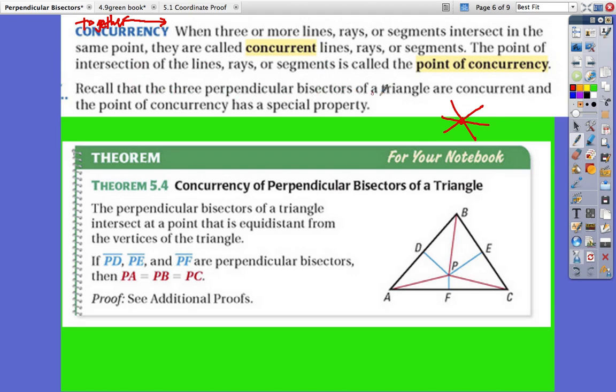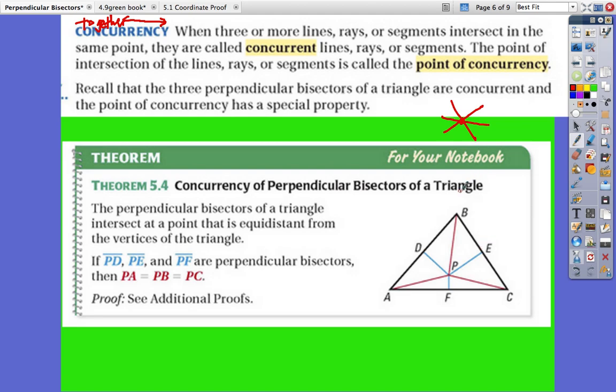Recall that 3 perpendicular bisectors of a triangle are concurrent, and the point of concurrency has a special property. Theorem 5.4, concurrency of perpendicular bisectors of a triangle: the perpendicular bisectors of a triangle intersect at a point that is equidistant from the vertices of the triangle. Now, what does that mean?